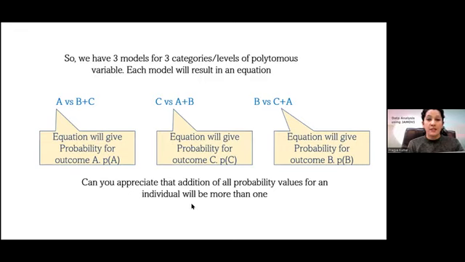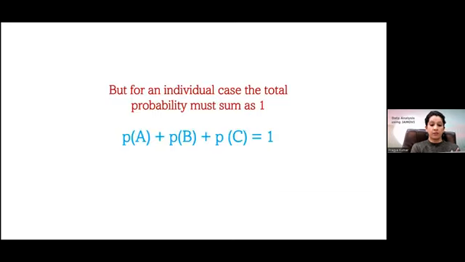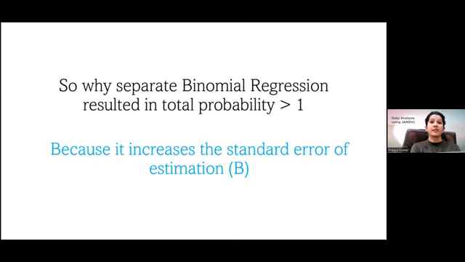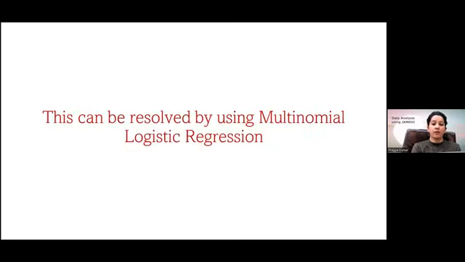So can you appreciate that the addition of all these individual probability values will be more than 1? If you calculate 3 different equations and add the probabilities of all 3, you will see from the mathematical equation that the total probability will be more than 1. But we know that probability cannot be more than 1. Why is this so? Because when we run separate binomial regressions of a multinomial variable, the total probability becomes more than 1, as it increases the standard error of estimation, which is the beta. And this can be resolved using multinomial logistic regression.